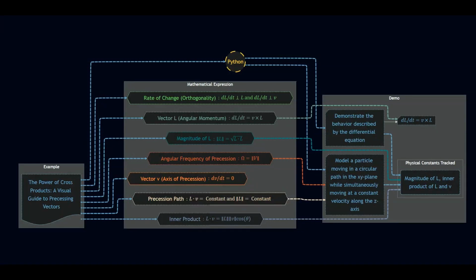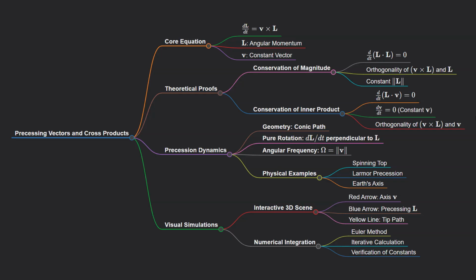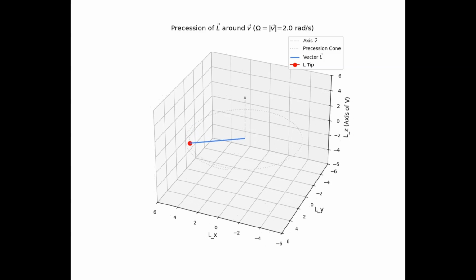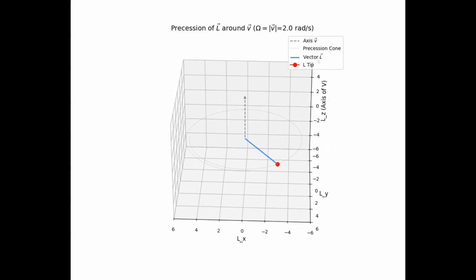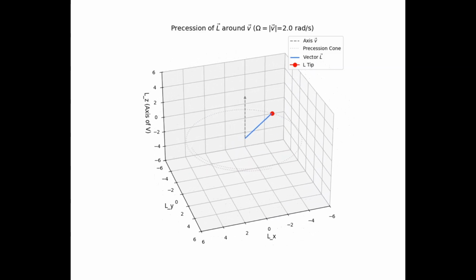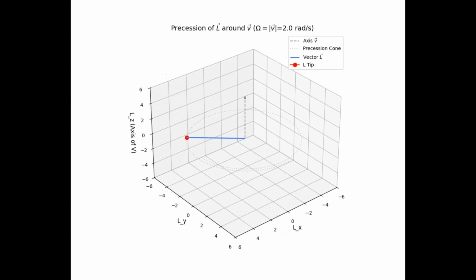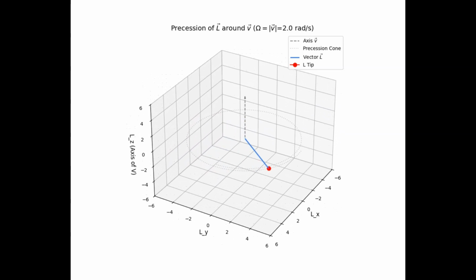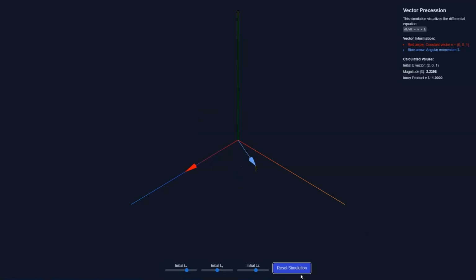The movement of a precessing vector is governed by a fundamental relationship where its rate of change is dictated by its interaction with a fixed axis. This interaction ensures that any change in the vector's position is always directed perpendicularly to both the vector itself and the axis it is rotating around. Because the vector is constantly pushed sideways rather than being pulled towards or away from the center, it undergoes what is known as pure rotation.